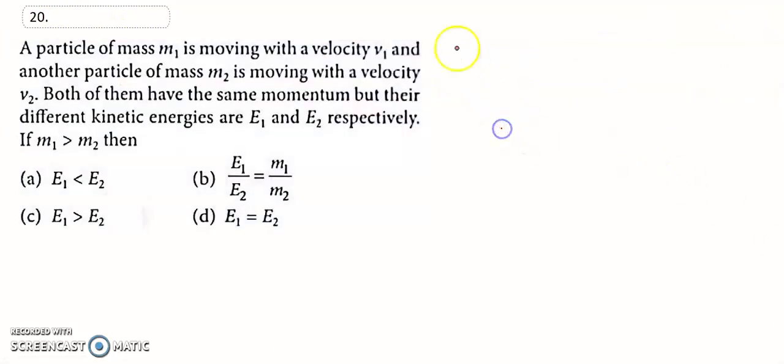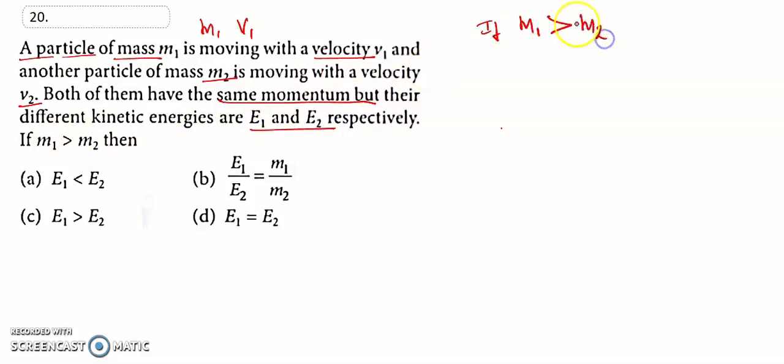Question number 20. So question number 20 nodi, a particle of mass m1 is moving with velocity v1. So mass m1, velocity is v1. Another particle m2, velocity is v2. Both of them have the same momentum, okay, but different kinetic energies E1, E2.